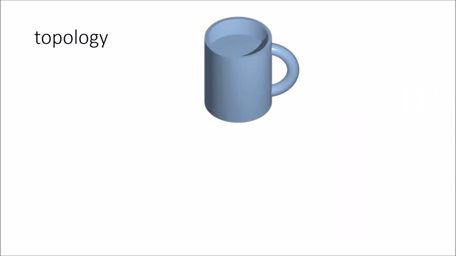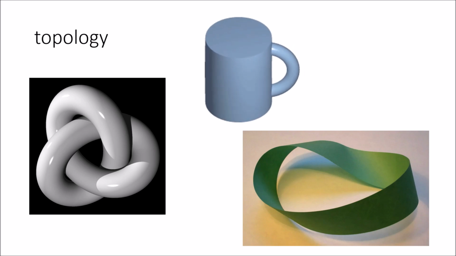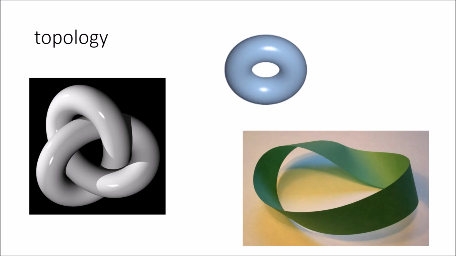Here on this slide, you can see a bunch of topological pictures, including a knot, a Mobius strip, and a coffee mug turning into a donut. These images make topology look way more fun and interesting than it actually is. I will not be referring to these images again at any point during the course.